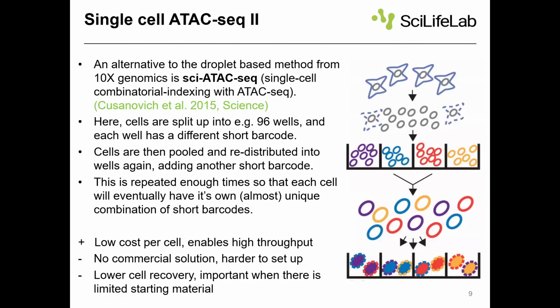There is also an alternative method, which is called combinatorial indexing, the single cell combinatorial indexing ATAC-seq. This is sort of what Parse Biosciences do for RNA-seq, and you can also adapt that to ATAC-seq. I don't know if you have gone through this already in this course, these methods, Åsa. Yeah, Henrik explained the split pool barcoding. Okay, so I don't have to go over this again. I'll just say that you can do this with ATAC-seq.